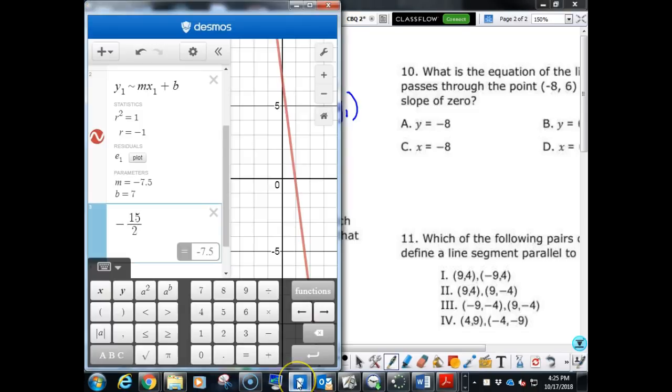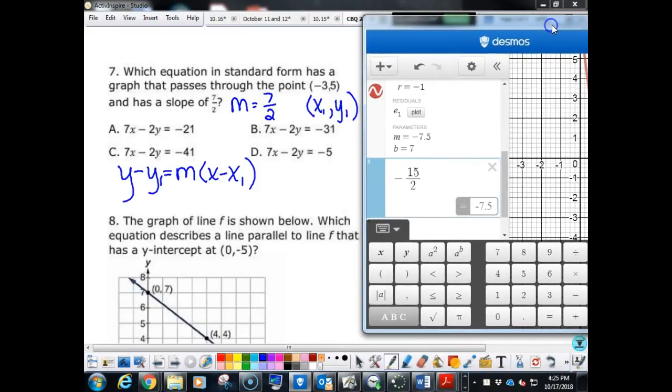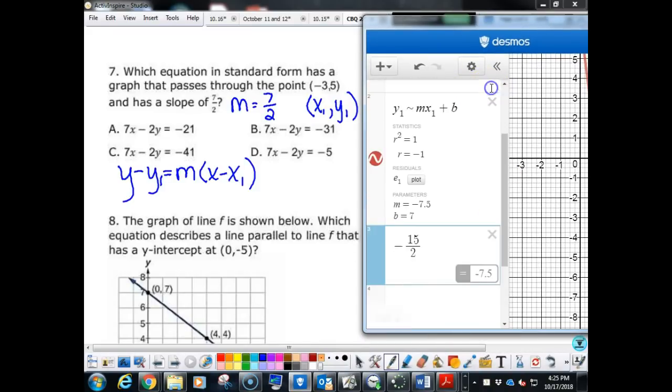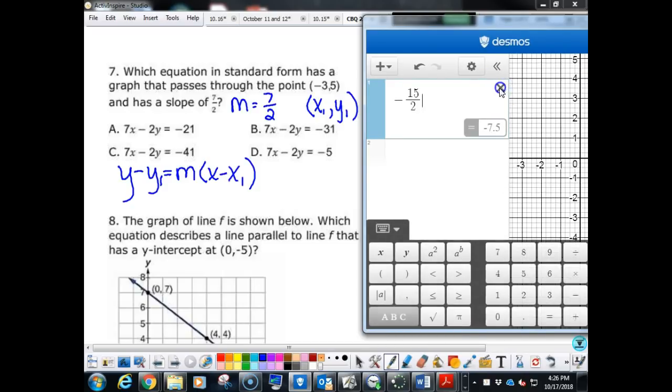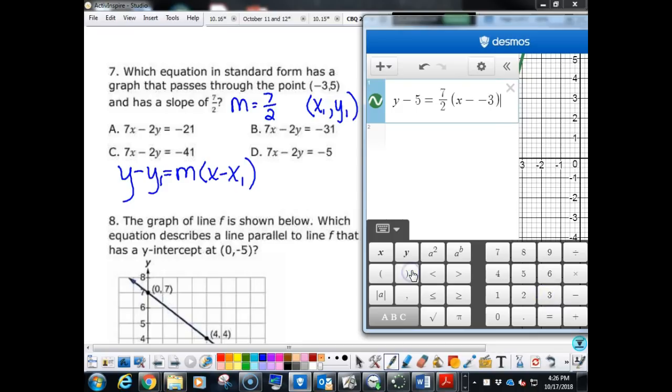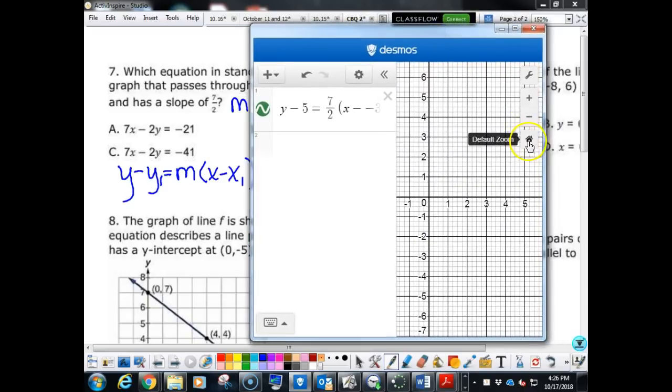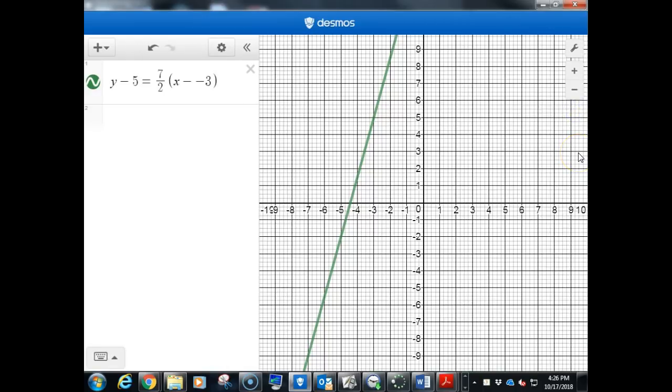So if you put that into Desmos, let's move that over here. Let's get rid of this. Okay, so I have y minus y1, which is 5, equals m, which is 7 divided by 2, and then parentheses x minus -3, close parentheses. The good thing is you can put the double negative. If you forget that changes to a positive, that's fine. Put it like it's supposed to be. Okay, so if you zoom out, that's what the line looks like.